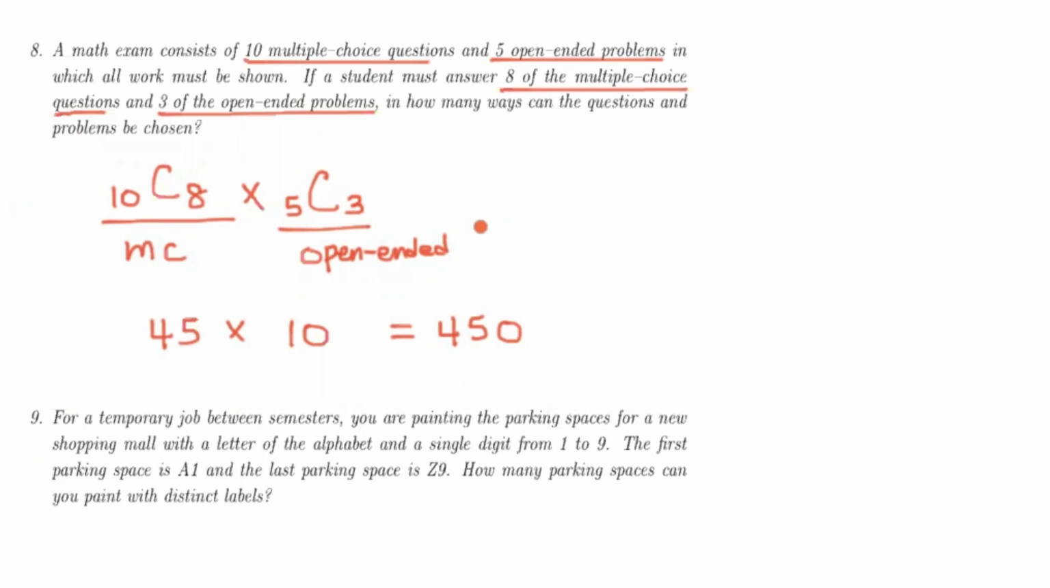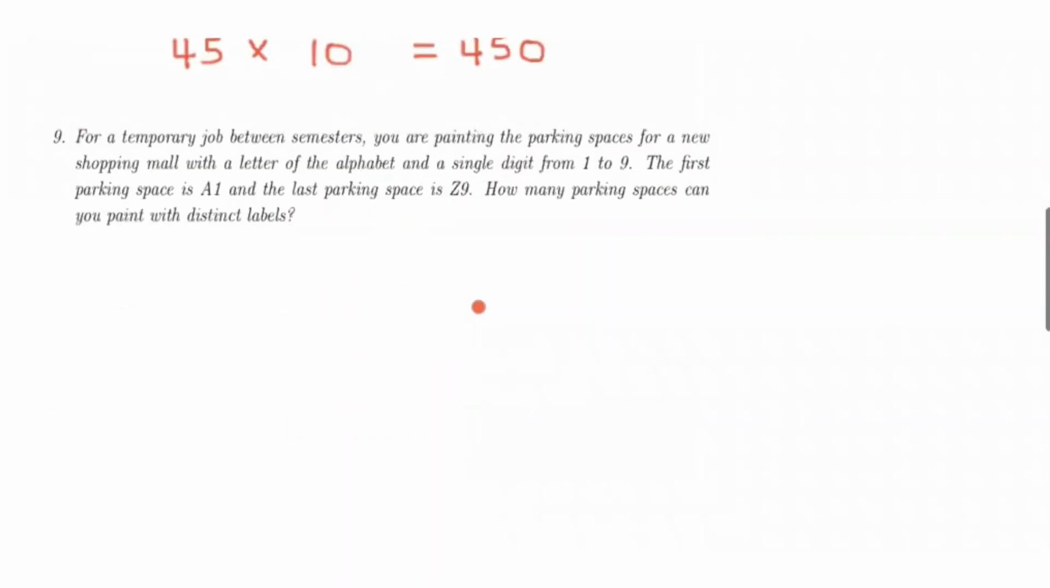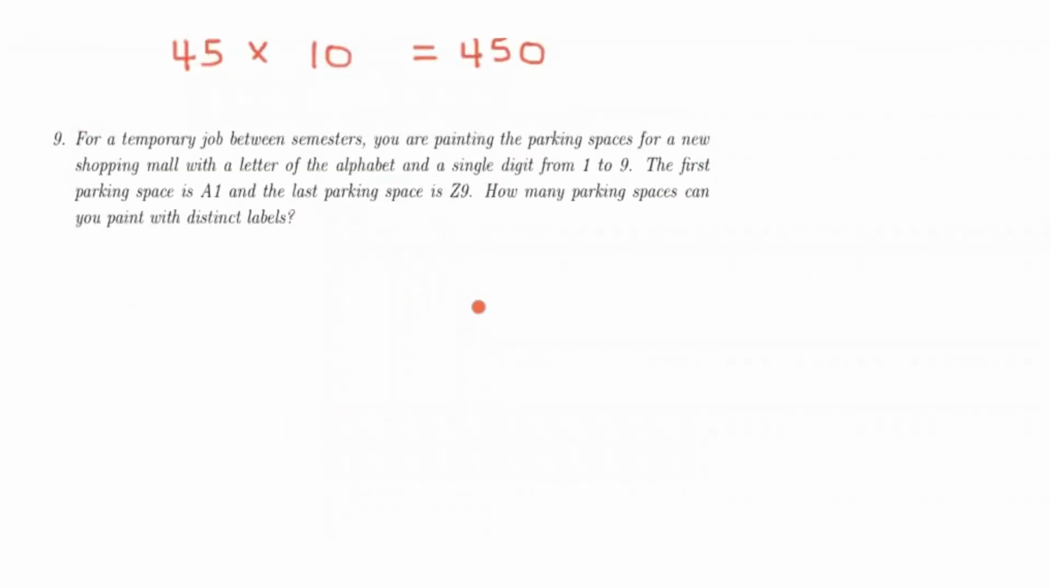Okay, let's look at number 9. You're painting parking spaces with a letter of the alphabet and a single digit. So the first parking space is A1. The last parking space is Z9. So how many parking spaces can you paint? Another way to say it, here is a parking space.